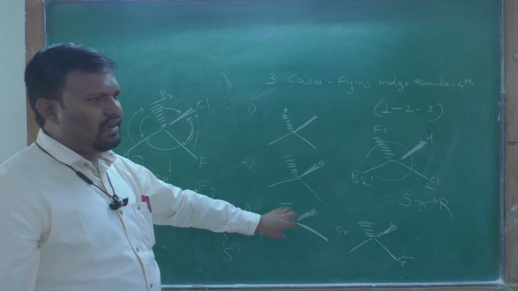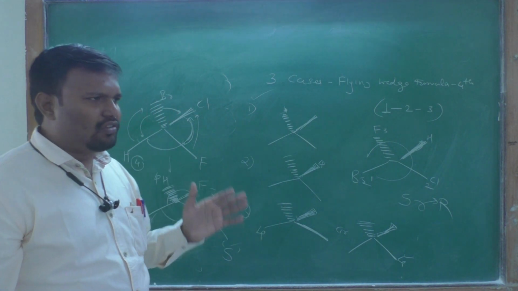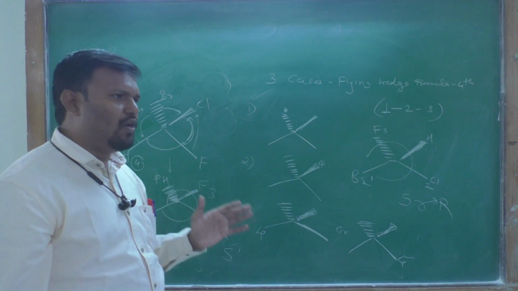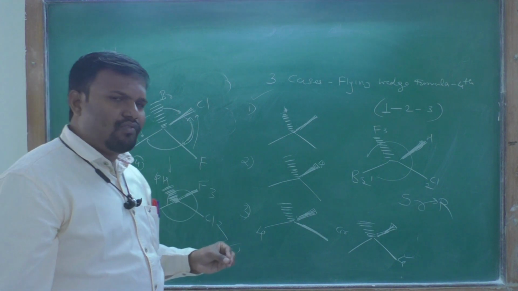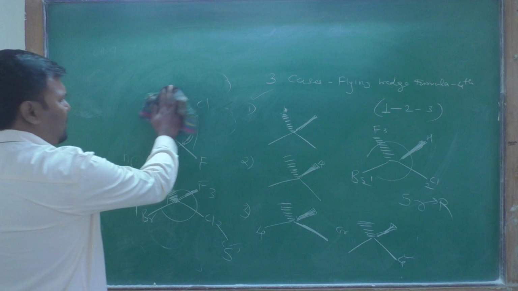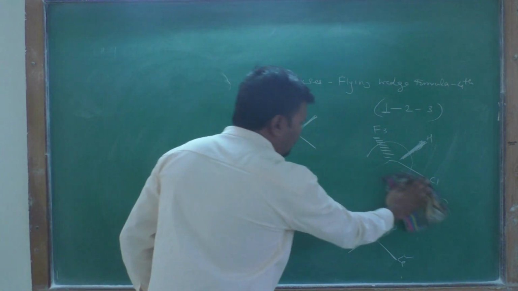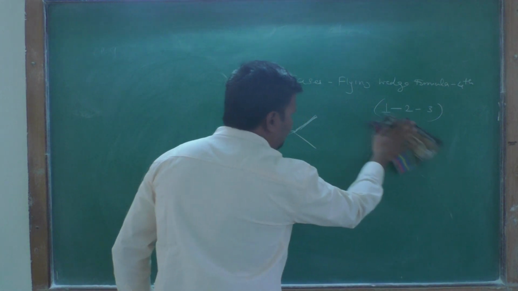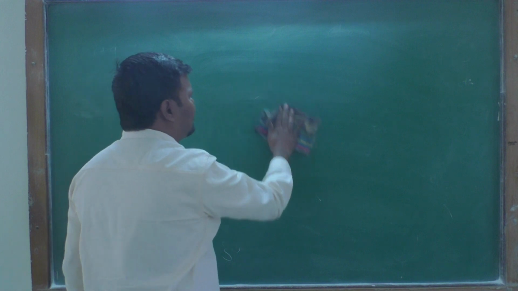And the third and last possibility is that your fourth group is present along the plane. In this case, you have to exchange any two groups and then try to find out the R and S configuration. This is all about the three conditions. Now we will discuss some examples regarding R and S configuration.